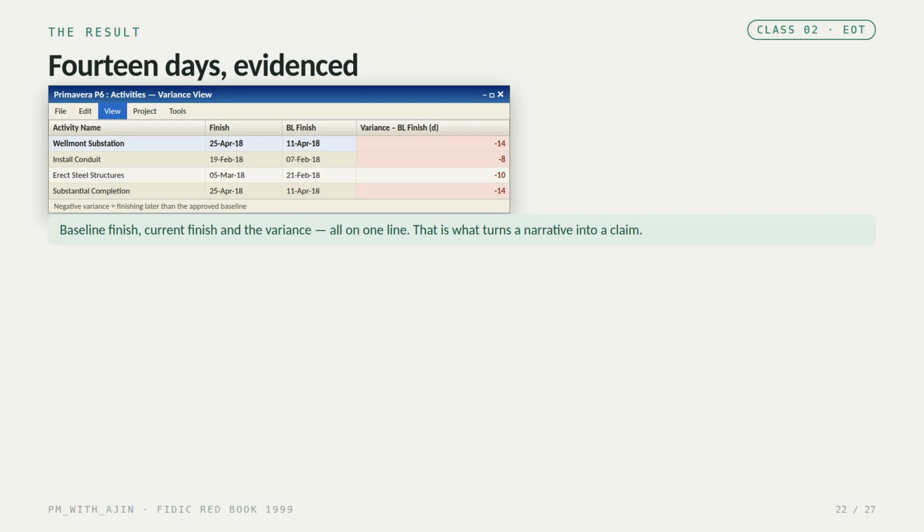Here's the result laid out. Baseline finish, current finish, and the variance between them all sitting on one line. -14 days at the project level. This is the moment your claim stops being a story and becomes something the engineer can actually determine. Numbers from logic against the baseline.